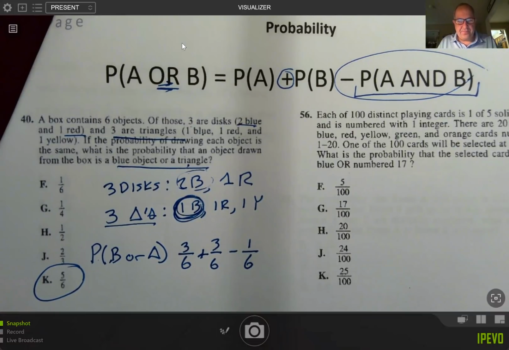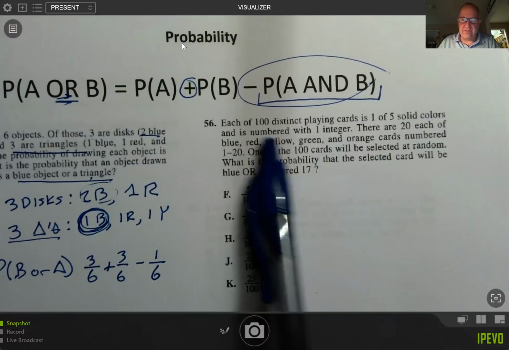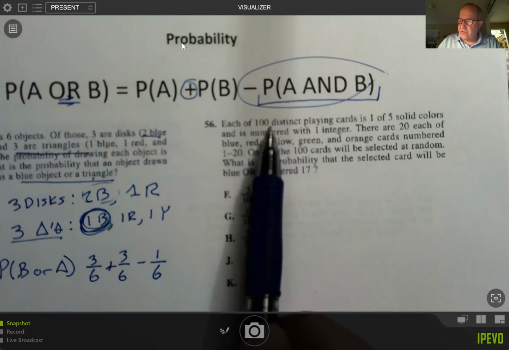All right. I want to give you a chance to do this same idea. They're doing it with cards instead. It's kind of like an Uno deck here. Now it's number 56, and I'll read it with you and then give you time to work it. It says there's 100 cards, right?